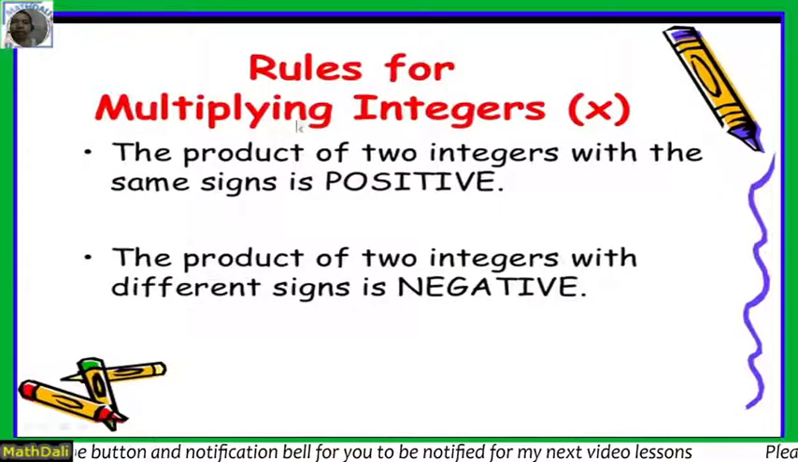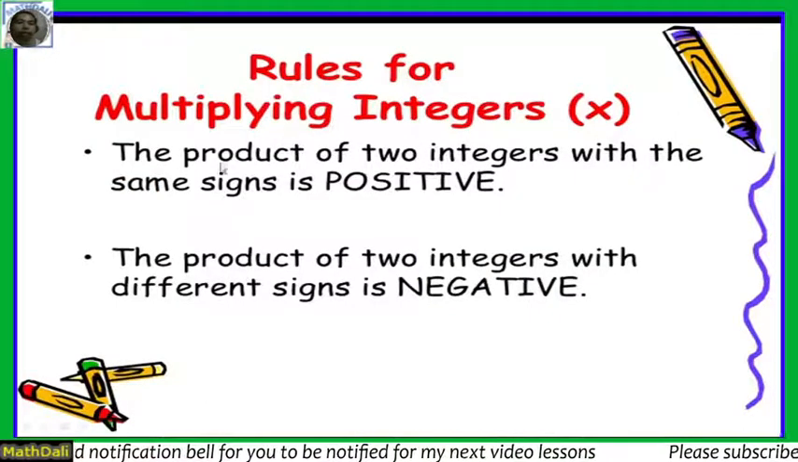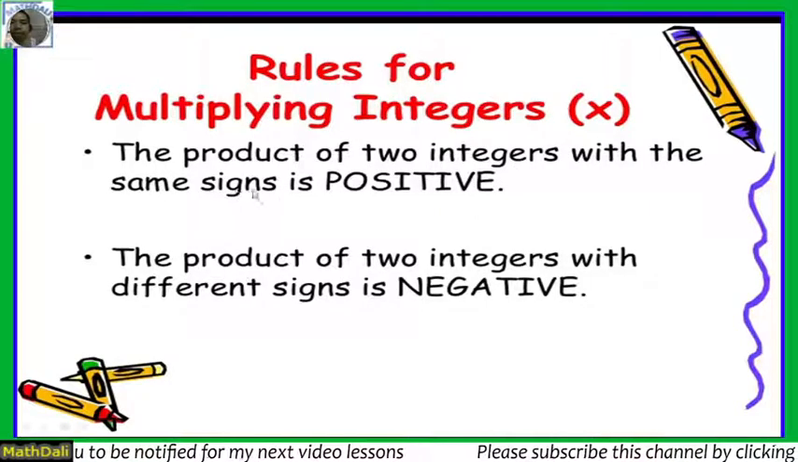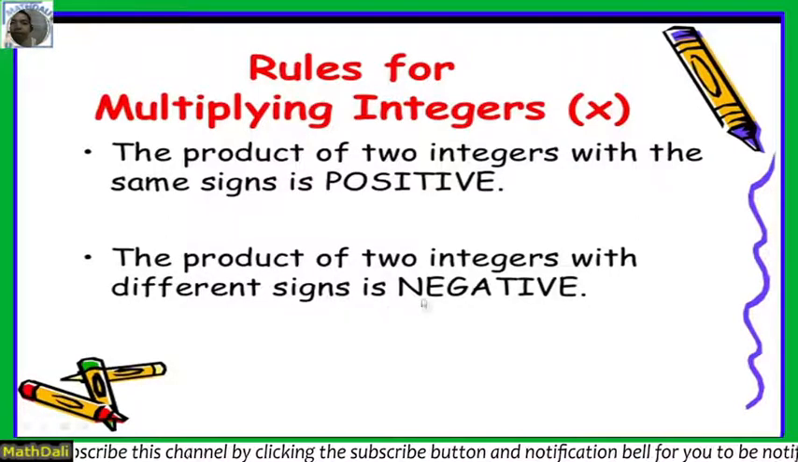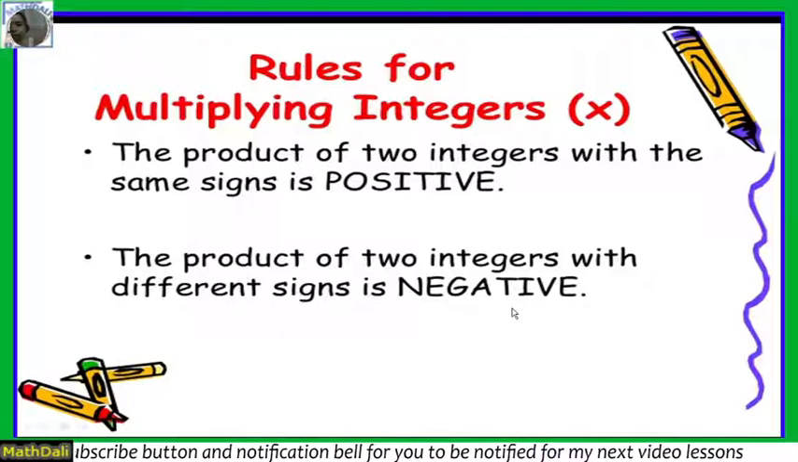Okay, so rules in multiplying integers. So, ito yung rule natin. Number 1, the product of two integers with the same sign, ibig sabihin parehas na positive or parehas na negative, yung sagot nun ay always be positive. Then, another rule is the product of two integers with different sign is always negative. So, ibig sabihin yan, kung nagmumultiply tayo, positive times negative, that is equal to negative. Or negative times positive, that is also equal to negative. Kung magkaiba yung sign.